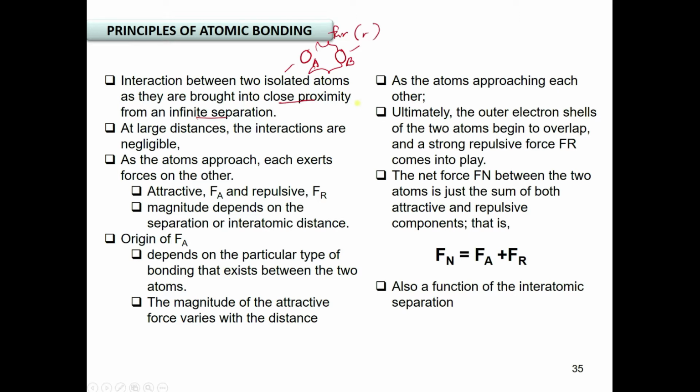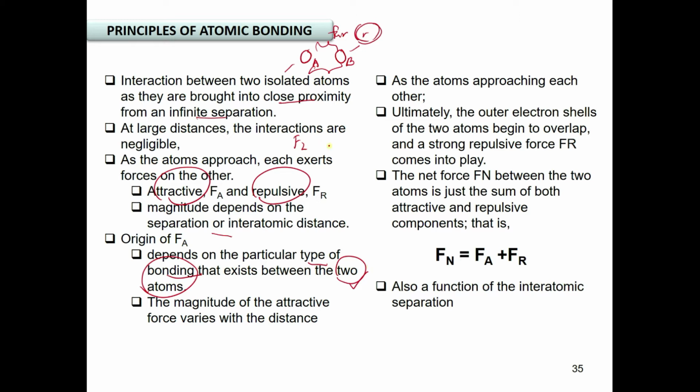When these two atoms come closer to each other, two forces are going to act on the atoms: the attractive force and the repulsive force. It depends on the separation or interatomic distance between the atoms, so it depends on the R value. The origin of the attraction between the atoms is based on the type of bonding that can exist between the two atoms. The atoms themselves will affect whether there is strong or weak attraction between them.